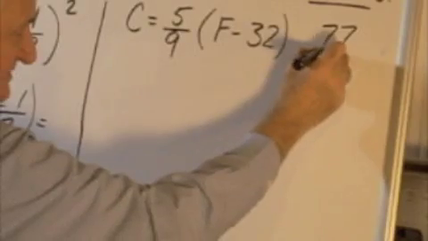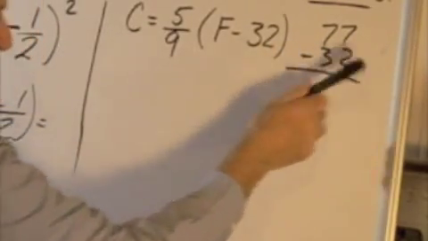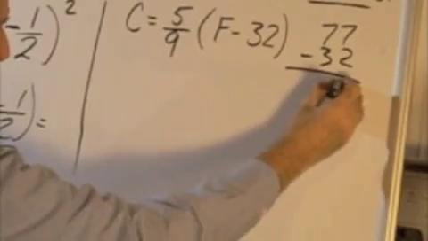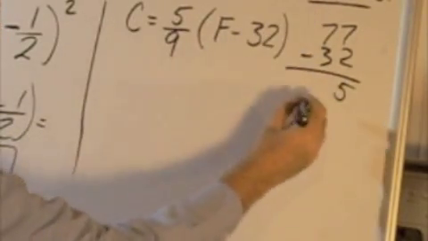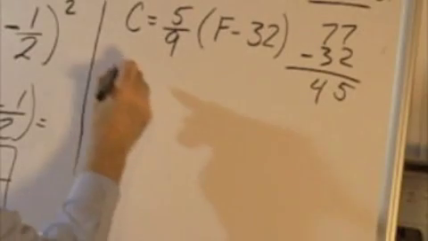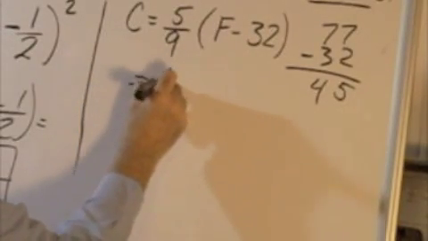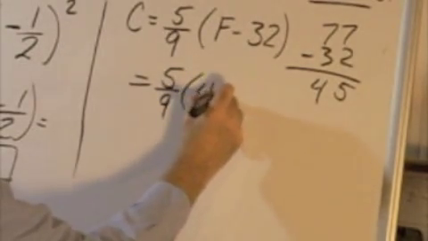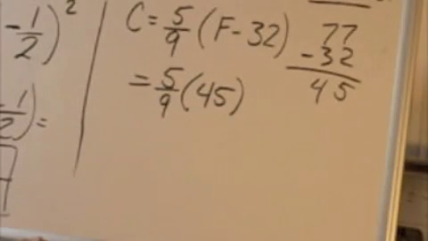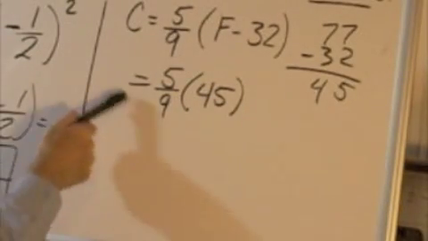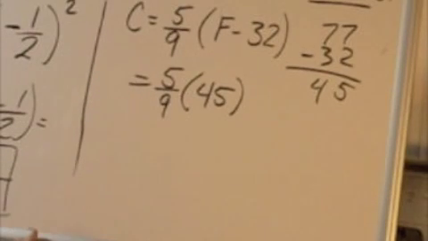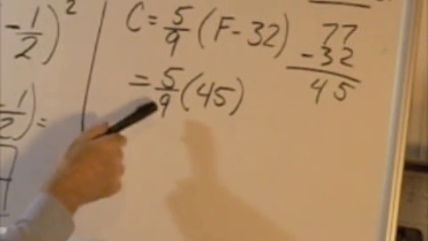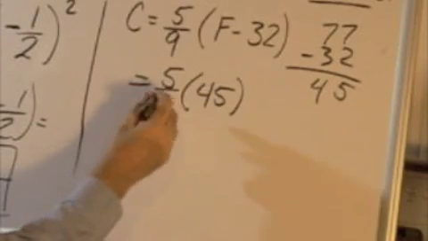77 minus 32. 2 from that, of course, is 5. And 3 from 7 is 4. So, the equation turns out to be 5/9 of the quantity 45. Now, I could go through with a 9 and cancel and do all that kind of stuff. There's no need to do that. We can divide that 9 and cancel into that 45.